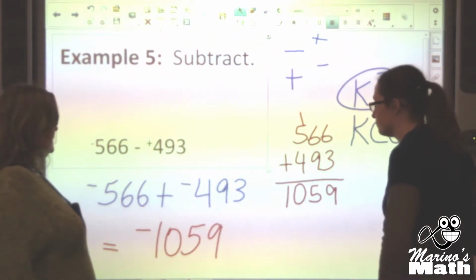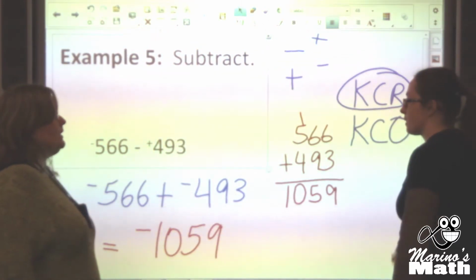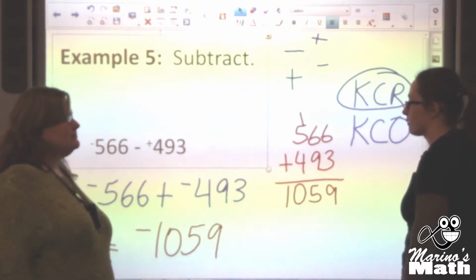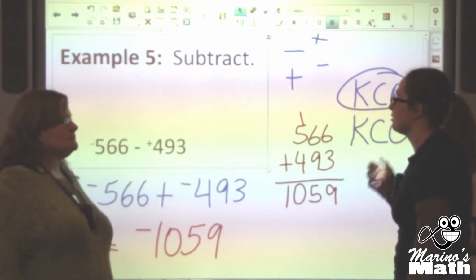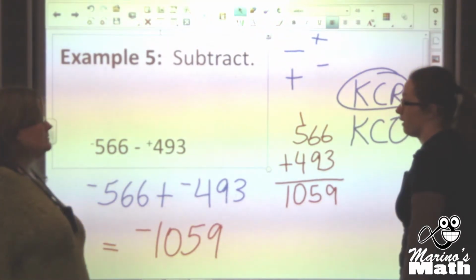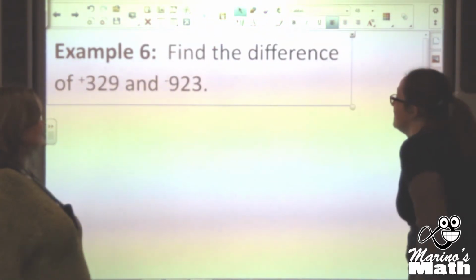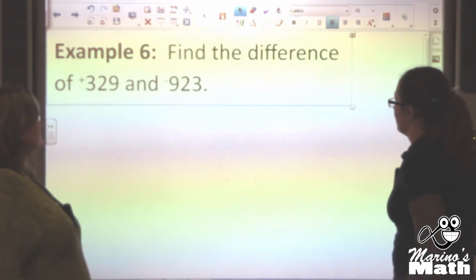Keep, change, opposite. It's nice for those of us that like to remember little things that help us, if you don't like to think about number lines and integer chips and all those other things. Right, especially when you get to big numbers. Thinking about number lines, they're going to become really big number lines. You don't want to count them all out. It's true. Here we have example 6.